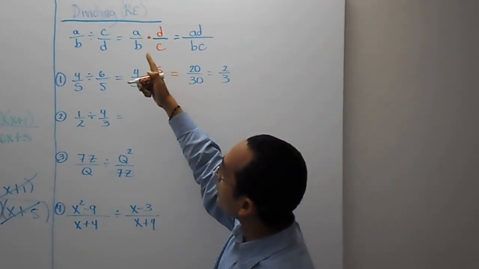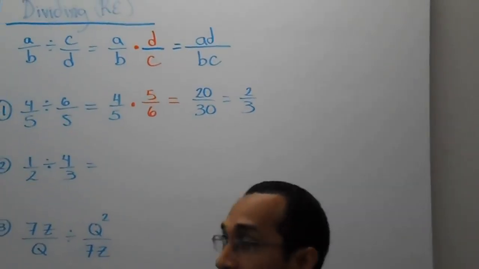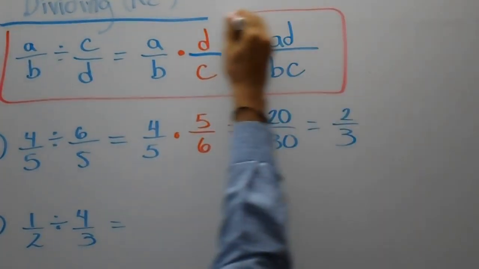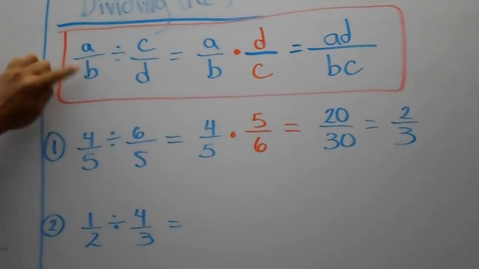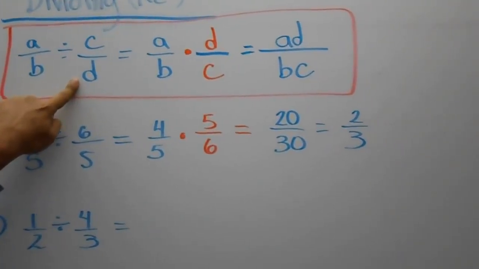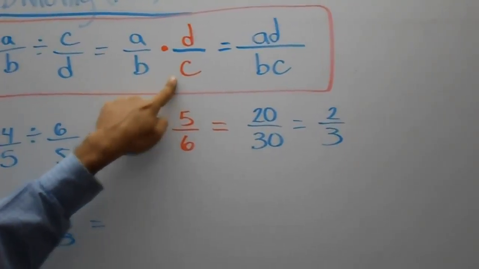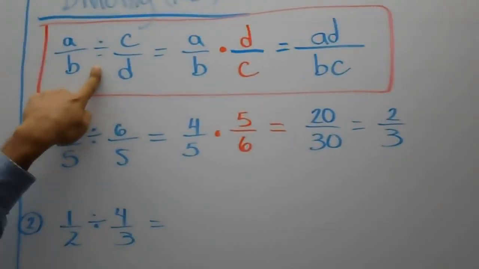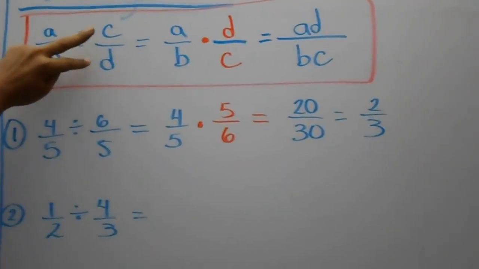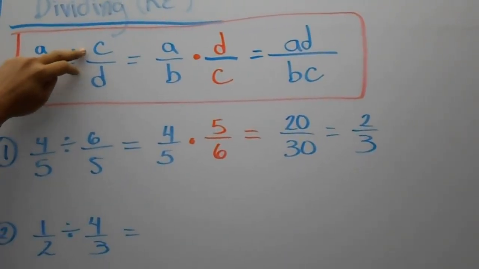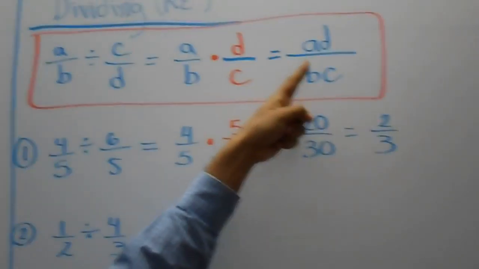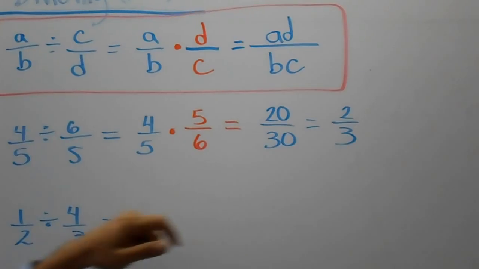Okay, we're going to be talking about dividing rational expressions, and this you should know by heart. A over B divided by C over D is the same thing as A over B times D over C. What this means is simply that the second term is the one that changes from division to multiplication, and you flip the second term, only the second term. So C over D becomes D over C. And then you multiply A times D and B times C.